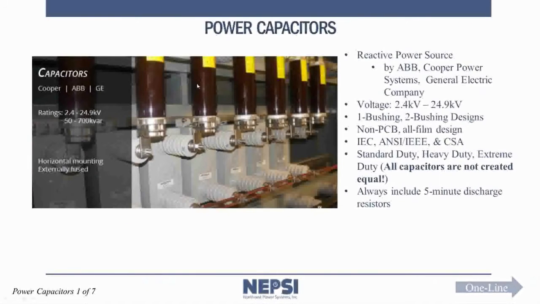This is a picture of the 2 bushing capacitors that you would typically see in a harmonic filter bank. In North America, you're typically buying from ABB, Cooper, or General Electric, although there are some other foreign manufacturers that are also selling into the United States. The standard voltage rating for these capacitors is 2.4 kV to 24.9 kV. Some manufacturers will go to 150 kV BIL, but some only go to 125 kV BIL. 1 bushing and 2 bushing designs are available, but as I said before, medium voltage filter banks in industrial plant applications are typically ungrounded banks, so 2 bushing capacitors are utilized.